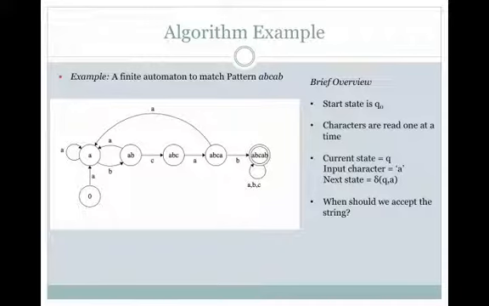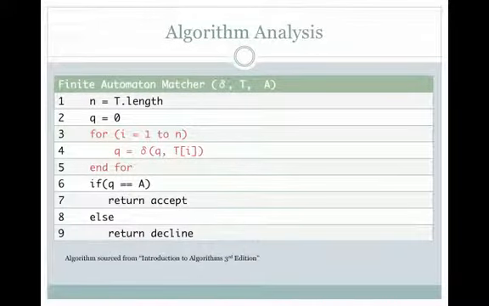Let's now have a look at the algorithm for string matching. We are passing into the algorithm delta, the transition function, T, the sequence of text, and A, the set of accepting states. This algorithm is very simple. We are stepping through the characters of T one at a time, and passing that character and the current state Q to the transition function and setting the current state Q to the new state. This is repeated until we reach the end of the text.